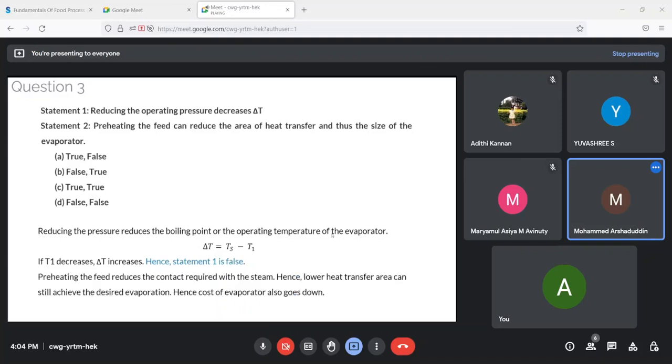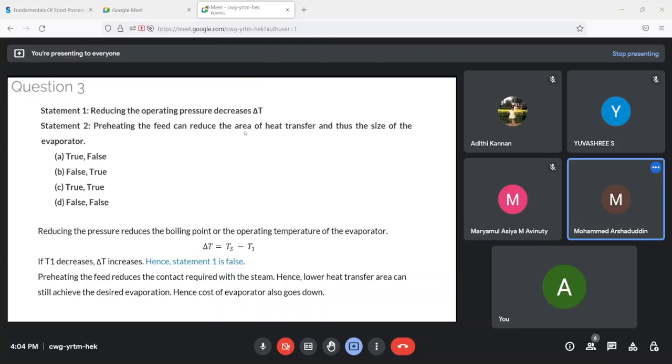Moving on to statement 2, if you preheat the feed, the amount of time or the area that is required to contact with the steam actually reduces. If you're already heating up the feed, it is going to be much easier to heat it to its boiling point inside the evaporator. So the amount of time and the amount of contact that it requires with the steam drastically reduces. If you do not require that much contact with the steam, you can happily reduce the area of the heat transfer and achieve the same amount of evaporation.